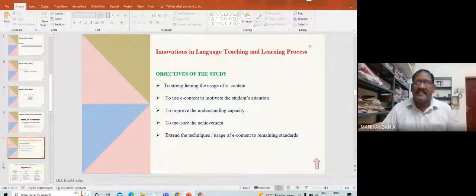So the objectives of this study are to strengthen the usage of e-content in the classroom learning process, to use the e-content to motivate the students' attention in the classroom learning process, to motivate the interest in listening and reading skills through e-content, to improve the understanding capacity of the students, to measure the achievement of the students, and also to extend the technique and usage of e-content to the remaining standards or classes.